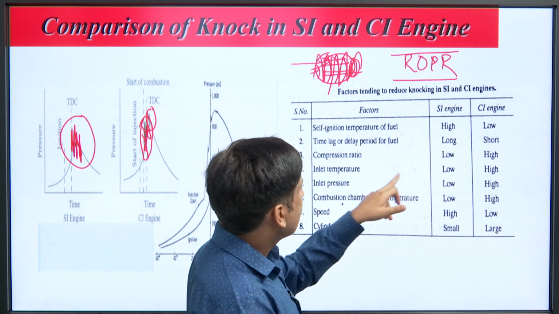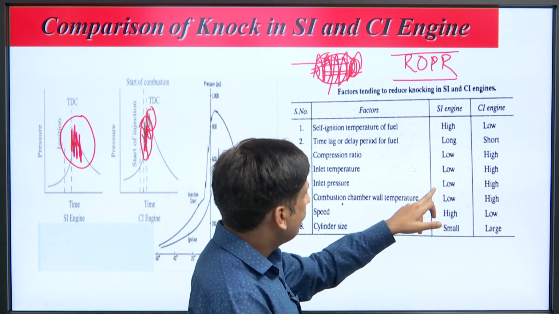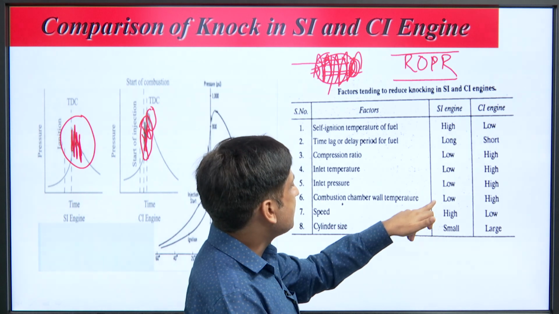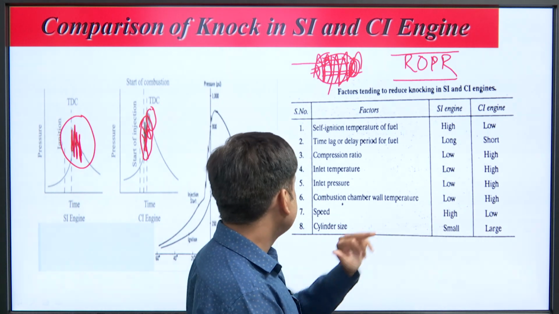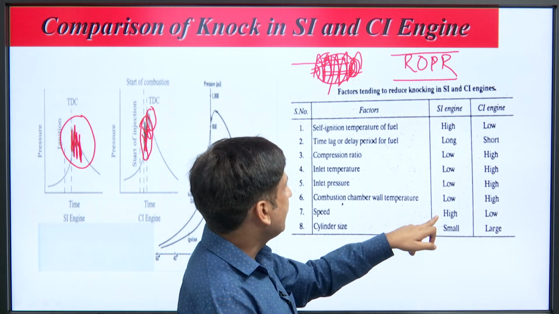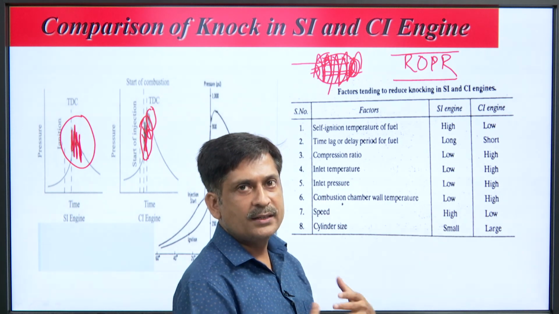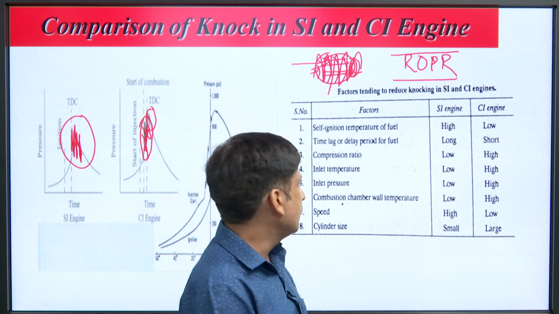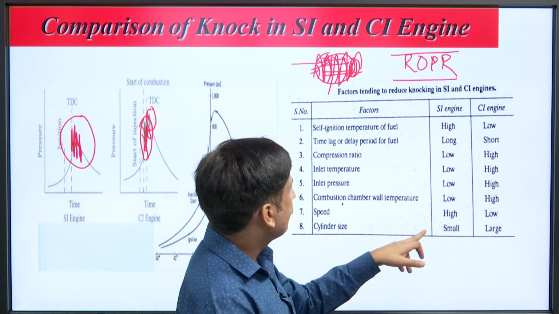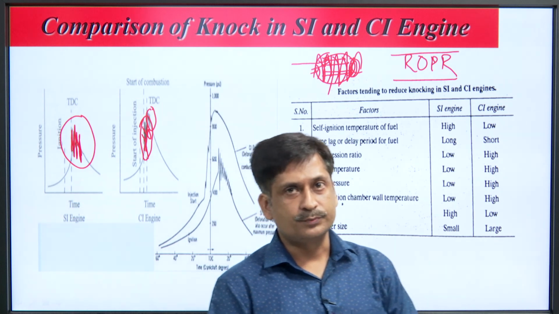Similarly, the inlet temperature should be low for an SI engine and high for a CI engine. Inlet pressure should be low for SI and high for CI engine. Combustion chamber wall temperature should be low for SI and high for CI engine. The speed, RPM, of the SI engine is always taken high and for a CI engine it is always taken low, for providing more, or optimized, turbulence. Cylinder size for an SI engine is small and for a CI engine it is large because we are using a high compression ratio.